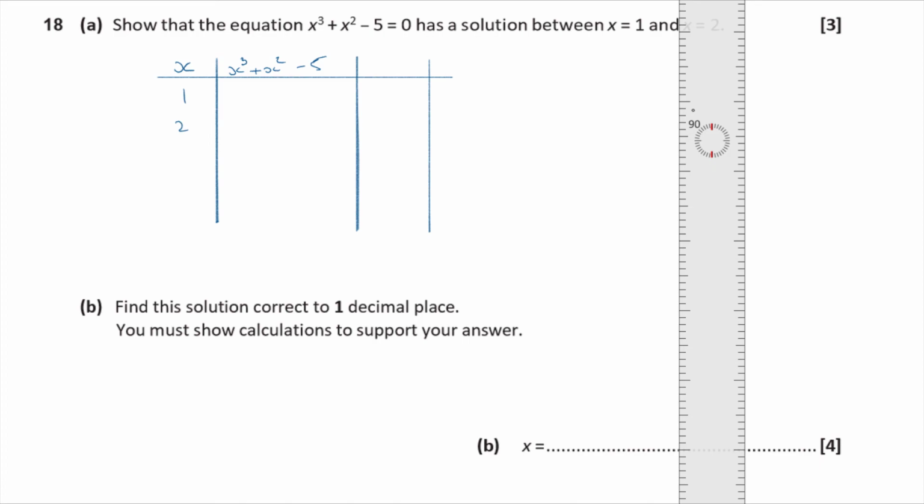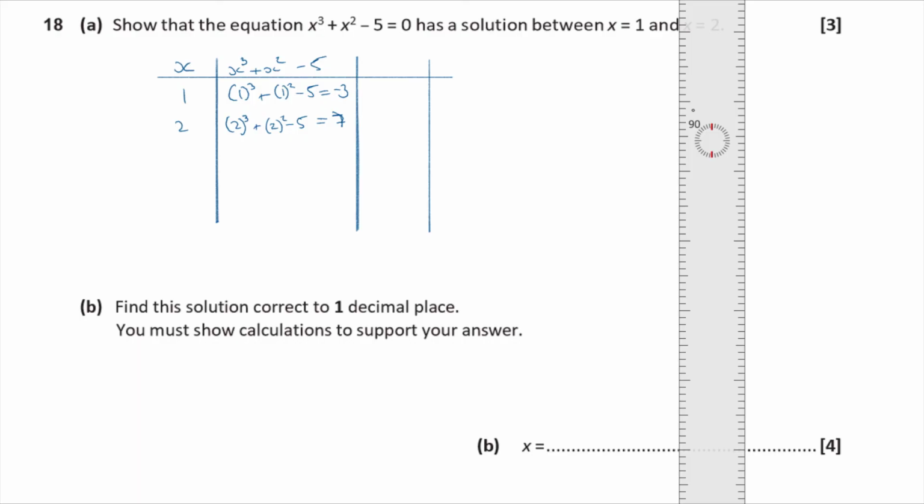So what do I get? If I've got 1 cubed plus 1 squared minus 5, what's that equal to? 1 cubed plus 1 squared is 2. Take away 5 is minus 3. Okay, and then my second one, if I try 2 cubed plus 2 squared minus 5, 2 cubed is 8, 2 squared is 4, 8 plus 4 is 12, take away 5 is 7.